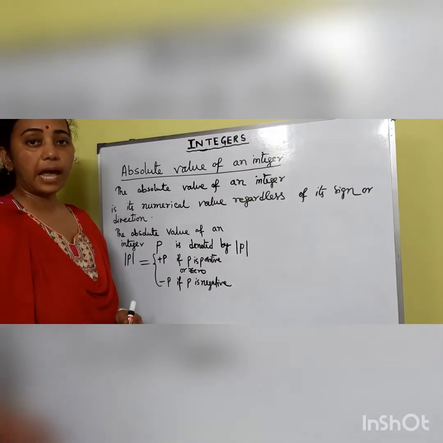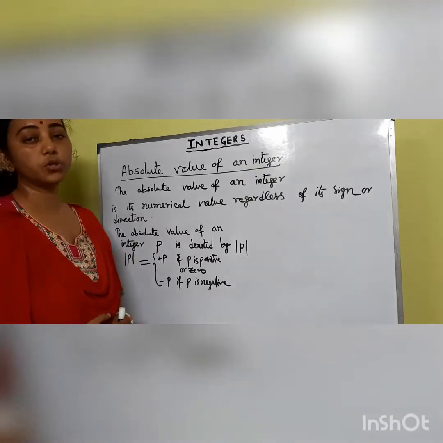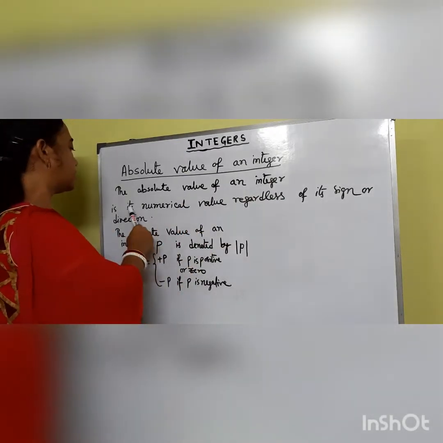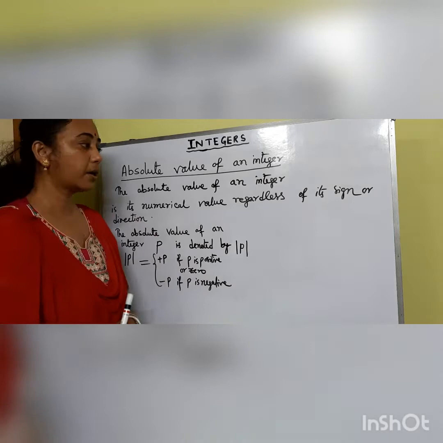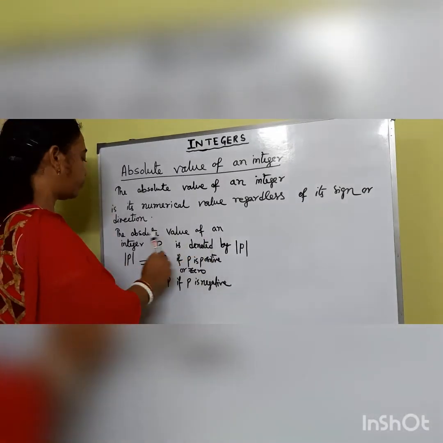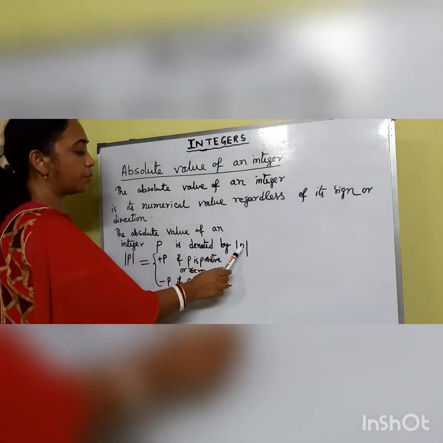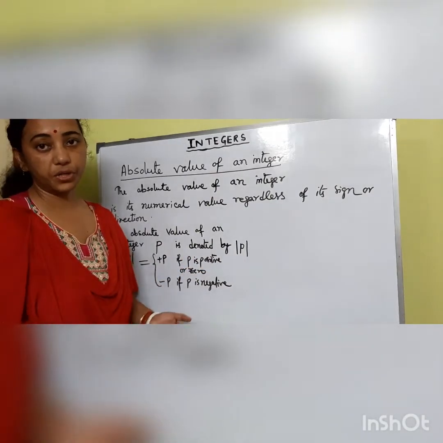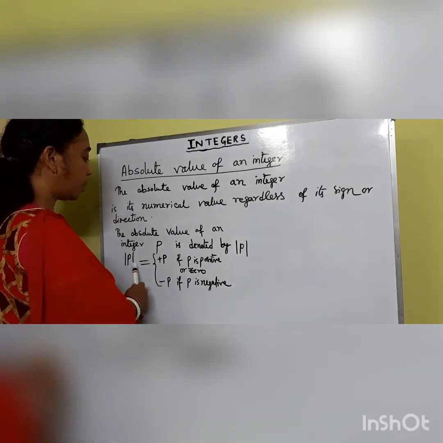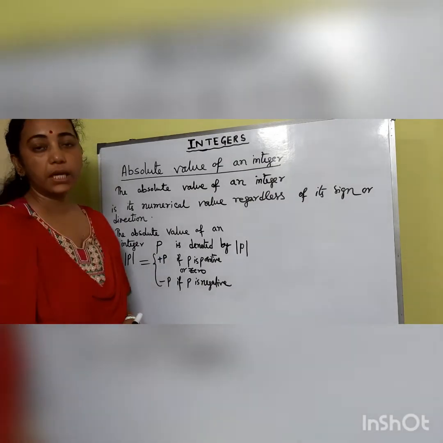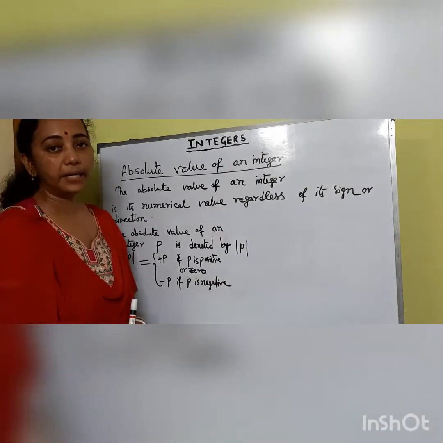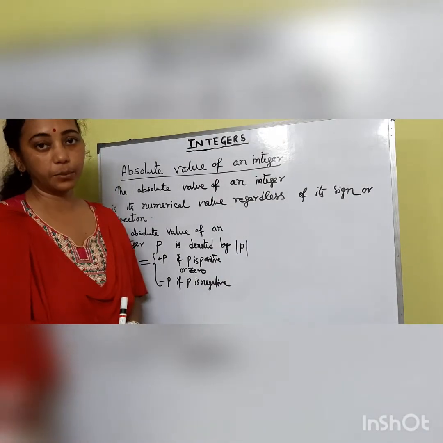Now, what is the absolute value of an integer, which is also known as the modulus of an integer? The absolute value of an integer is its numerical value regardless of its sign or direction. The absolute value of an integer p is denoted by mod p, which is read as mod p, and is defined as mod p equals plus p if p is a positive integer, or 0, and minus p if p is a negative integer.